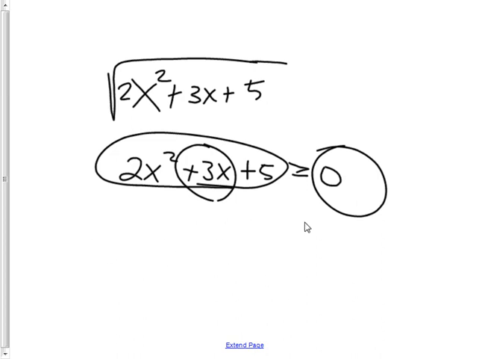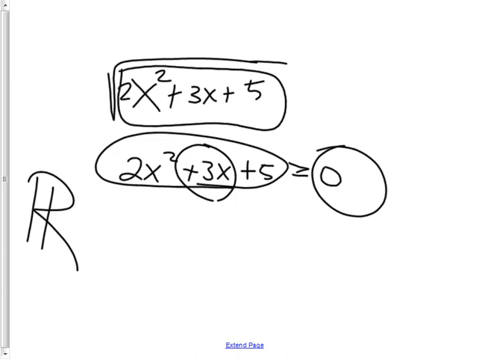Remember, what you're looking for here is exceptions. All real numbers work except what? And if you can't figure out what won't work, it's probably because there isn't anything that won't work. So in other words, look at this. Do you think there's any way to make that negative? There isn't. So if I can't make that negative, then everything works. So all real numbers would work.